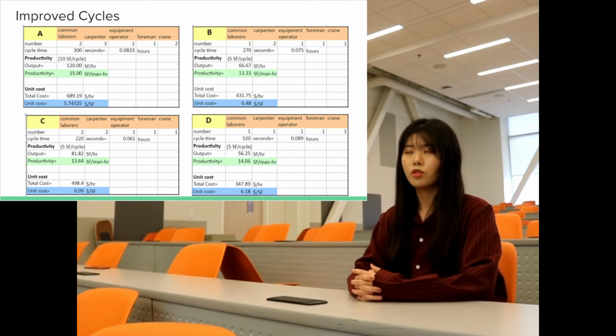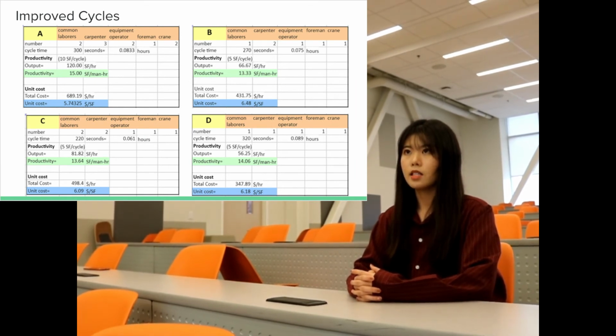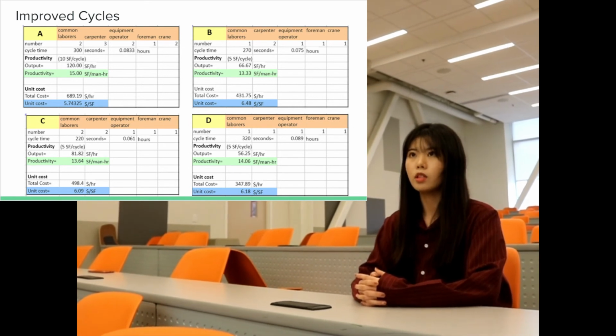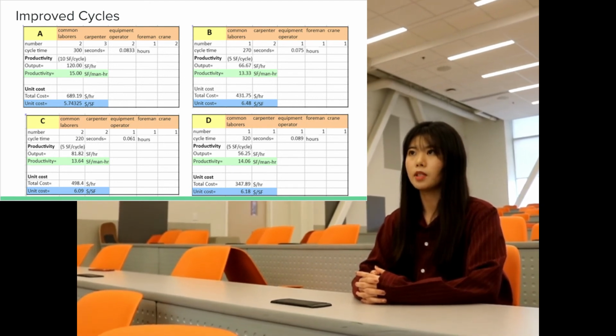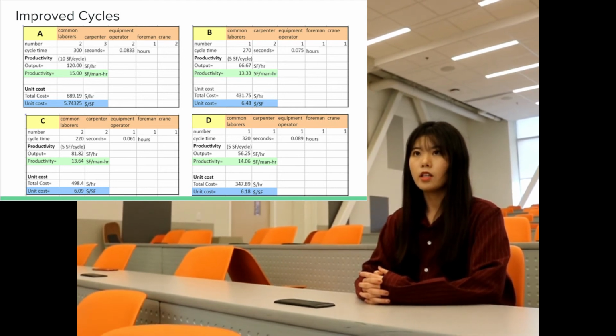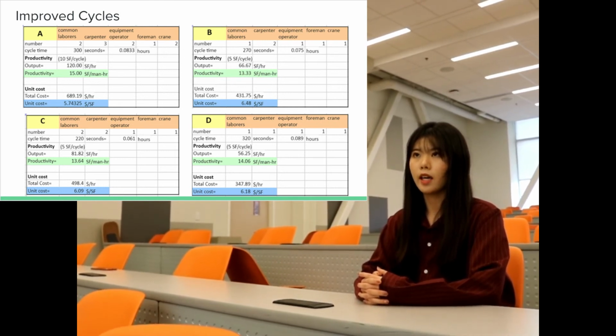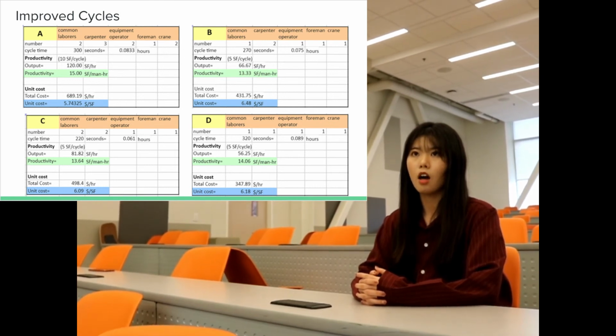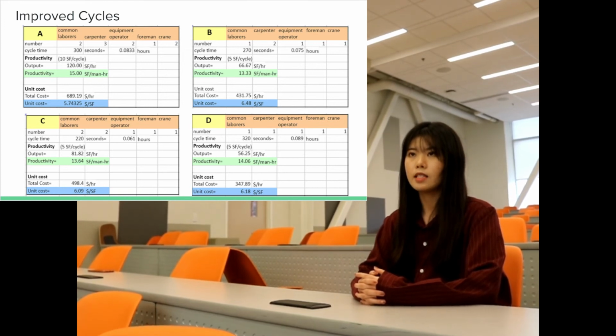We have 4 improved plans in total. As the spreadsheet shows, the 4 improved plans have different components of the crews and have different productivity as well as unit cost as a result. Based on the wages and equipment costs calculated before, the unit costs for the 4 plans are $5.74, $6.48, $6.09, and $6.18 per square foot separately.